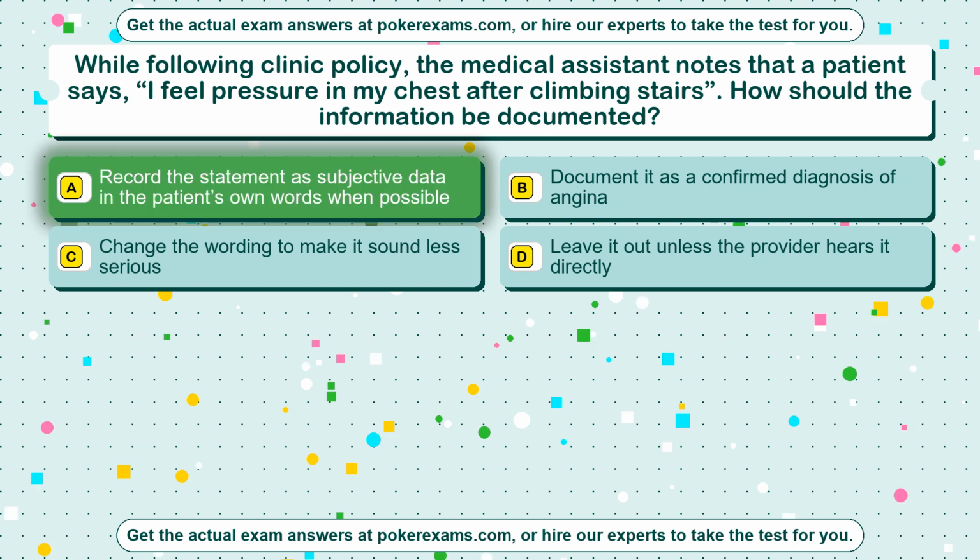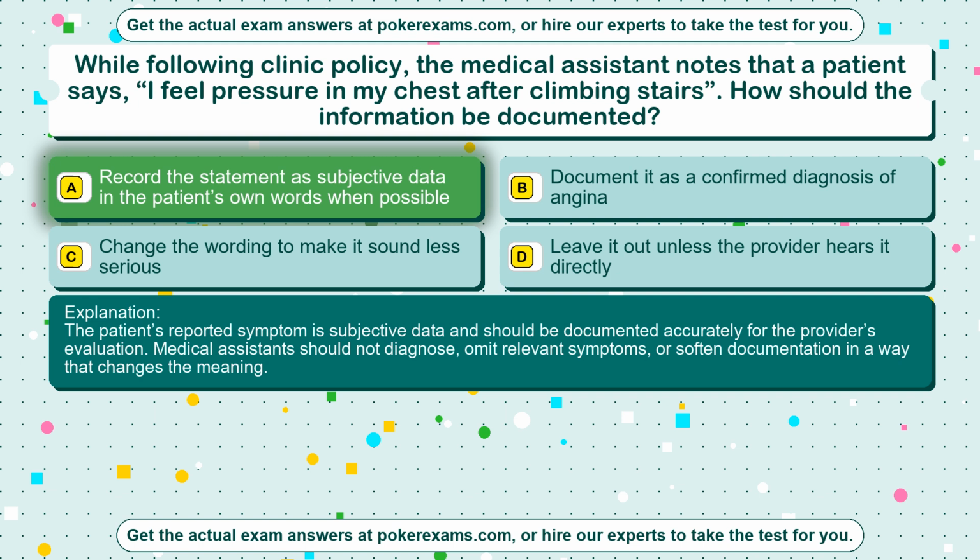The correct answer is option A. Record the statement as subjective data in the patient's own words when possible. The patient's reported symptom is subjective data and should be documented accurately for the provider's evaluation. Medical assistants should not diagnose, omit relevant symptoms, or soften documentation in a way that changes the meaning.